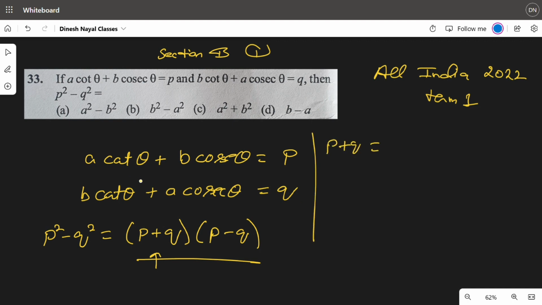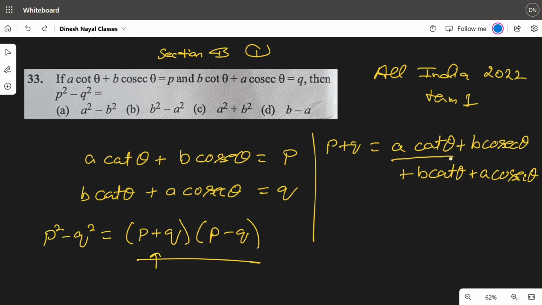So this will be, just write like this: a cot theta plus b cosec theta, and then plus q will be plus b cot theta plus a cosec theta. We will see this thing: a cot theta plus b cot theta. Now what we will do, we will take cot theta common. So if we take cot theta common, this will be a plus b.